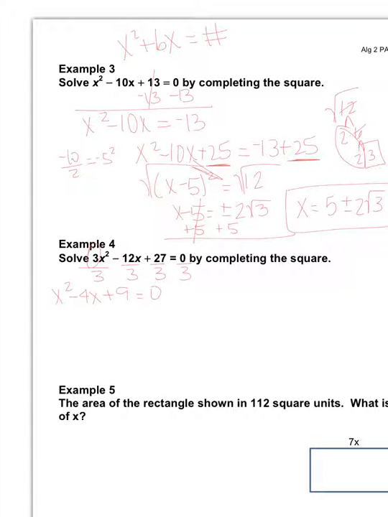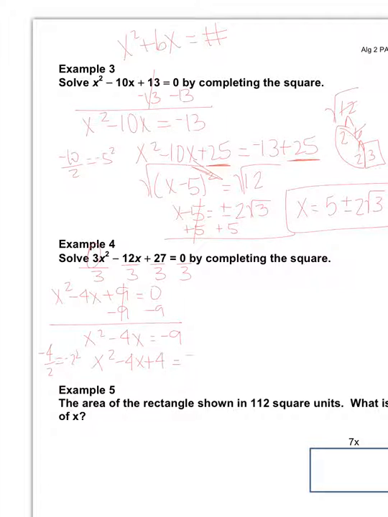Okay, so from here, since we have a to be 1, now we're going to move our constant to the other side. So I'm going to subtract 9. So x squared minus 4x equals a negative 9. And now I will complete the square of the left side. So I'm going to half negative 4. So that's negative 2. And then I square it to give us a positive 4.